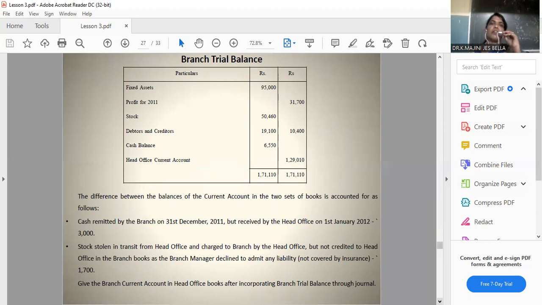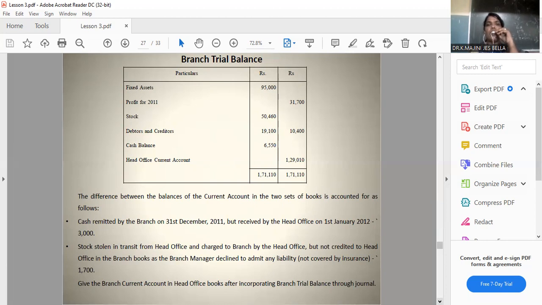Branch trial balance. Particulars: fixed asset 95,000. Profit for 2011, 31,700. Stock 50,460. Debtors 19,100. Creditors 10,400. Cash balance 6,550. Head office current account 1,29,010. Total on both sides 1,71,110.